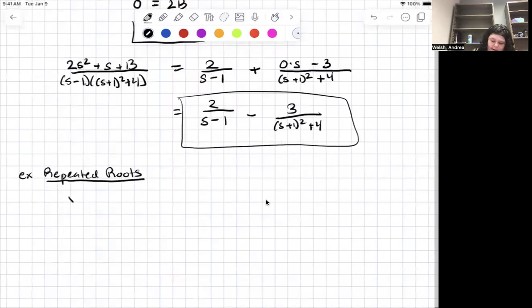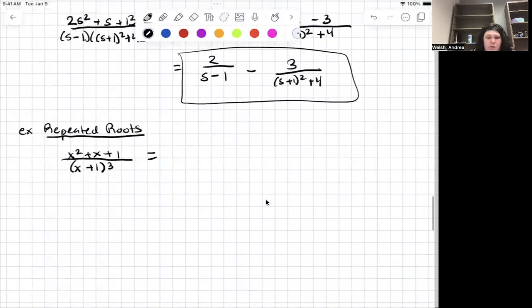So let's say you have x squared plus x plus 1 all over x plus 1 cubed. Now again, we need to break this up because we don't have anything raised to the cube in our list of Laplace transforms. So what we need to do here is a over x plus 1 plus b over x plus 1 squared plus c over x plus 1 cubed.